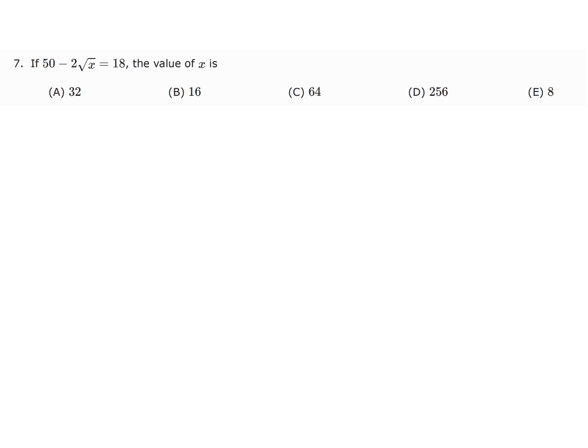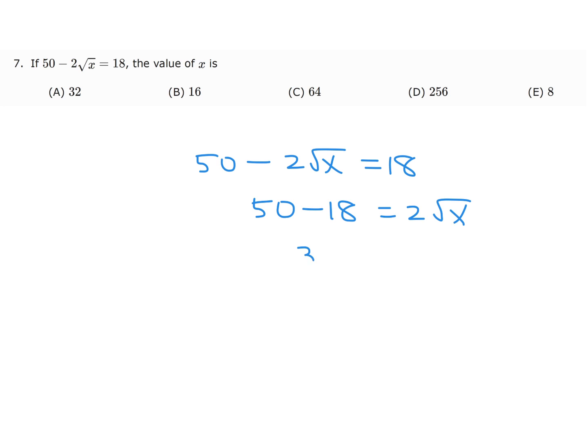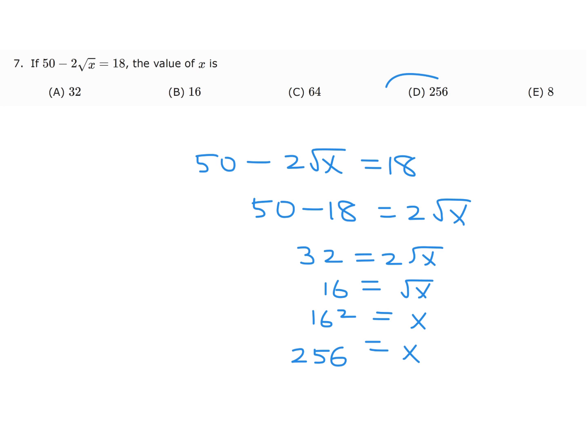50 minus 2 times root x is 18. The value of x? 50 minus 2 root x is 18. So 50 minus 18 is 2 root x. That looks to me like 32 is 2 root x. Divide through by 2, you get 16 is root x. Square both sides, and you get x is 16 squared. What's 16 squared? 256? Yeah, so that would be D.